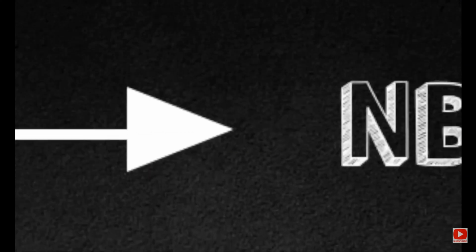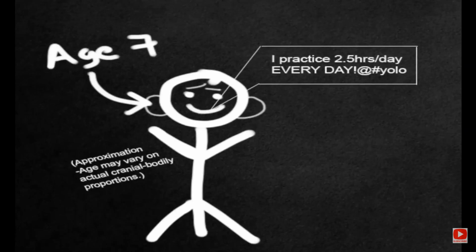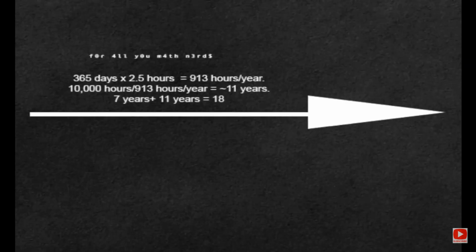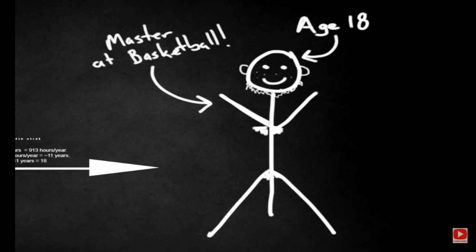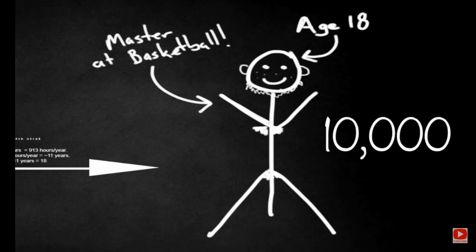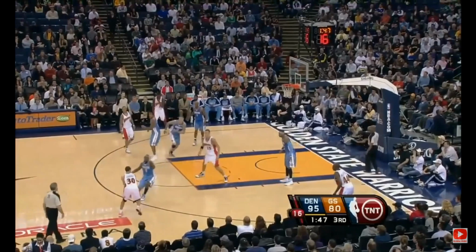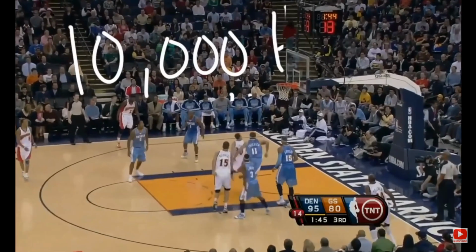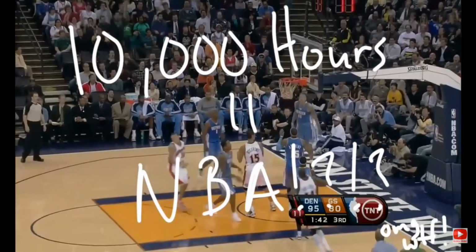If we assume it takes 10,000 hours of practice to have the skill necessary to make it to the NBA, and we practice 2.5 hours a day, every day starting at age 7, by the time we turn 18 years old, we would have practiced roughly 10,000 hours. Now hold up, I want to tell you more, but at this point you might be wondering, Nick, what does any of this have to do with how much an NBA player makes?